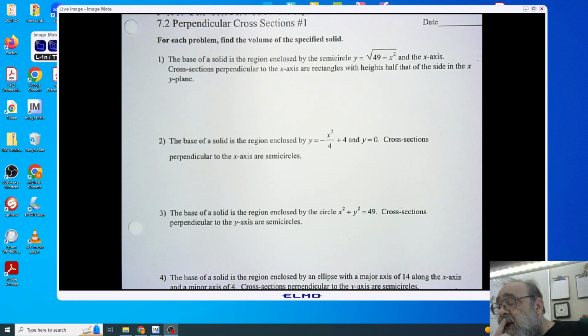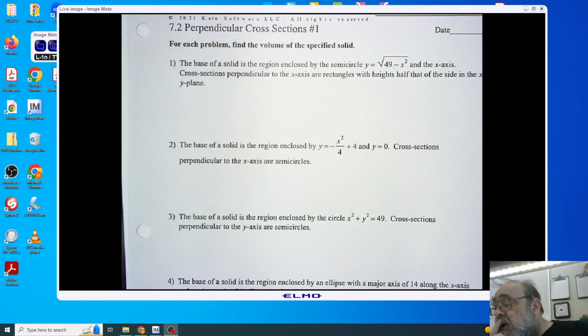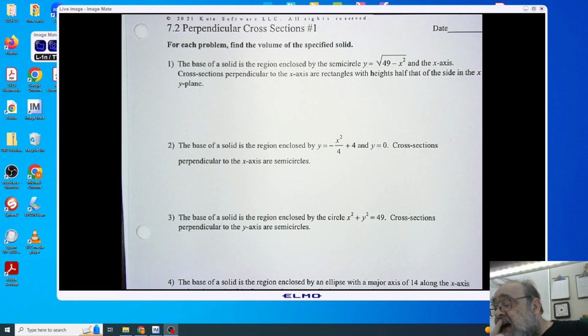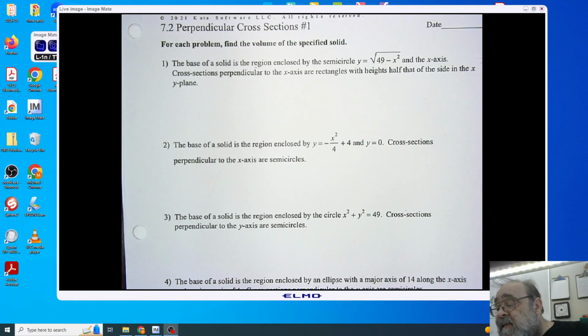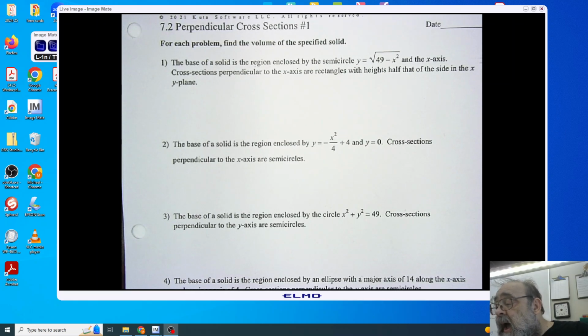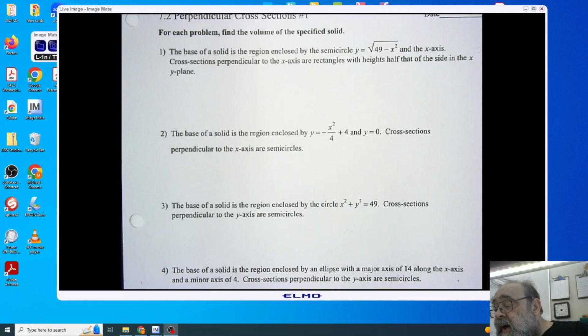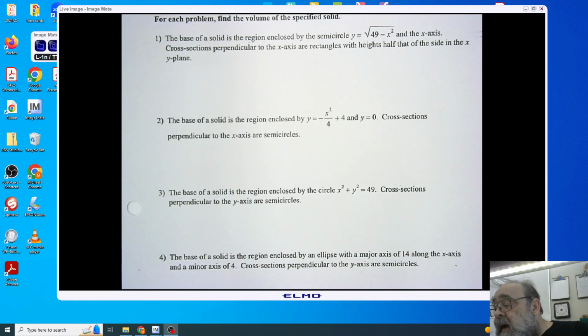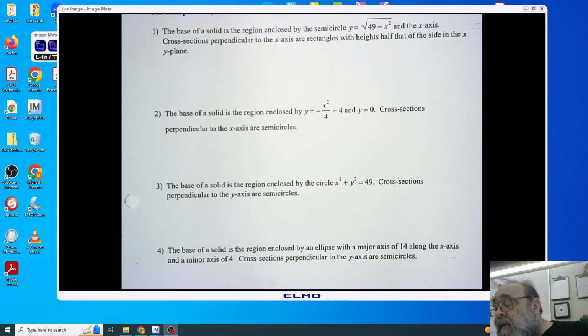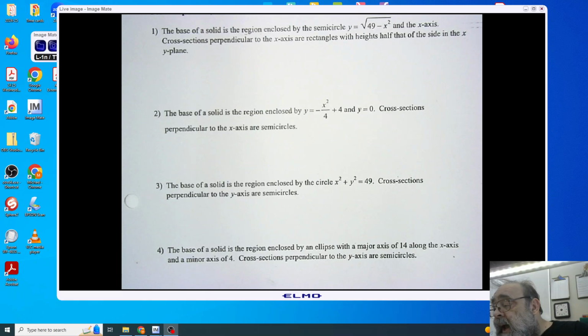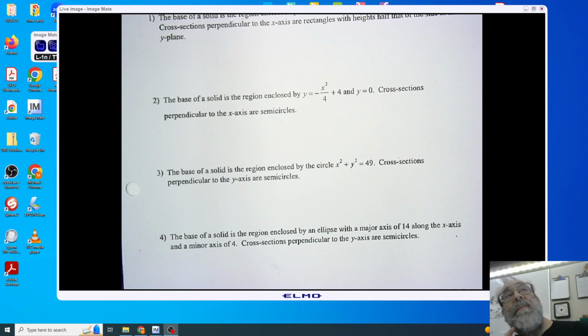The base of a solid is the region enclosed by the semicircle and the x-axis. And we're going to have the cross sections be rectangles where the height is half that of the side of x in the xy plane. Then we're going to be taking a look at a solid that is the region enclosed by y equals negative x squared over 4 plus 4 and y equals 0. The cross sections are going to be semicircles.